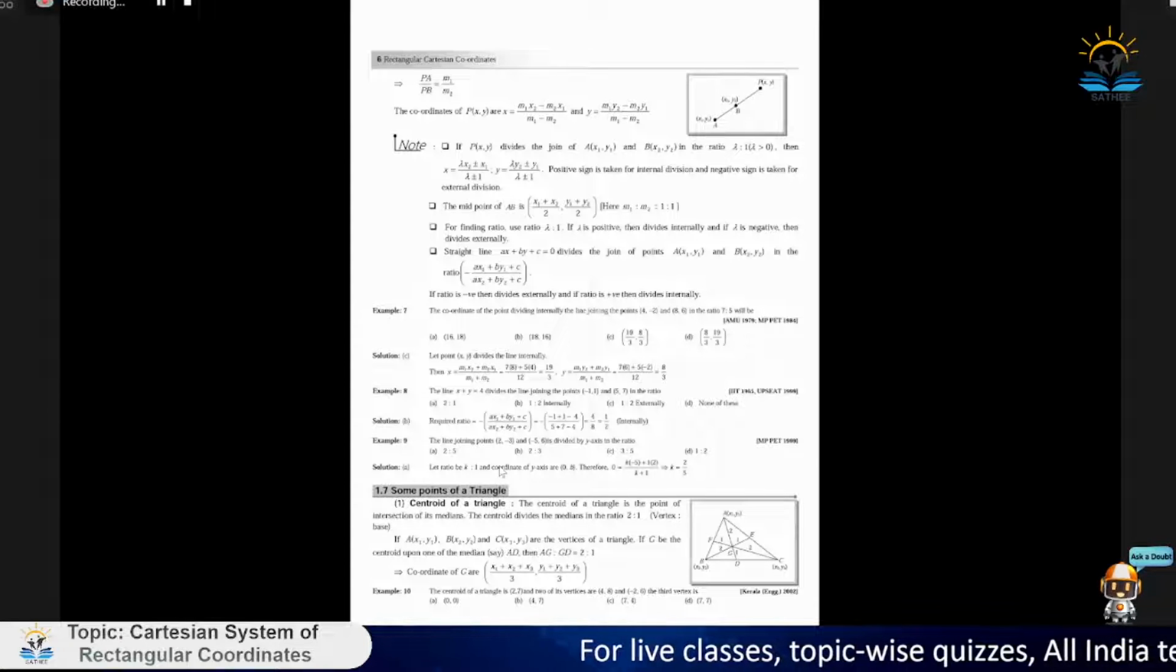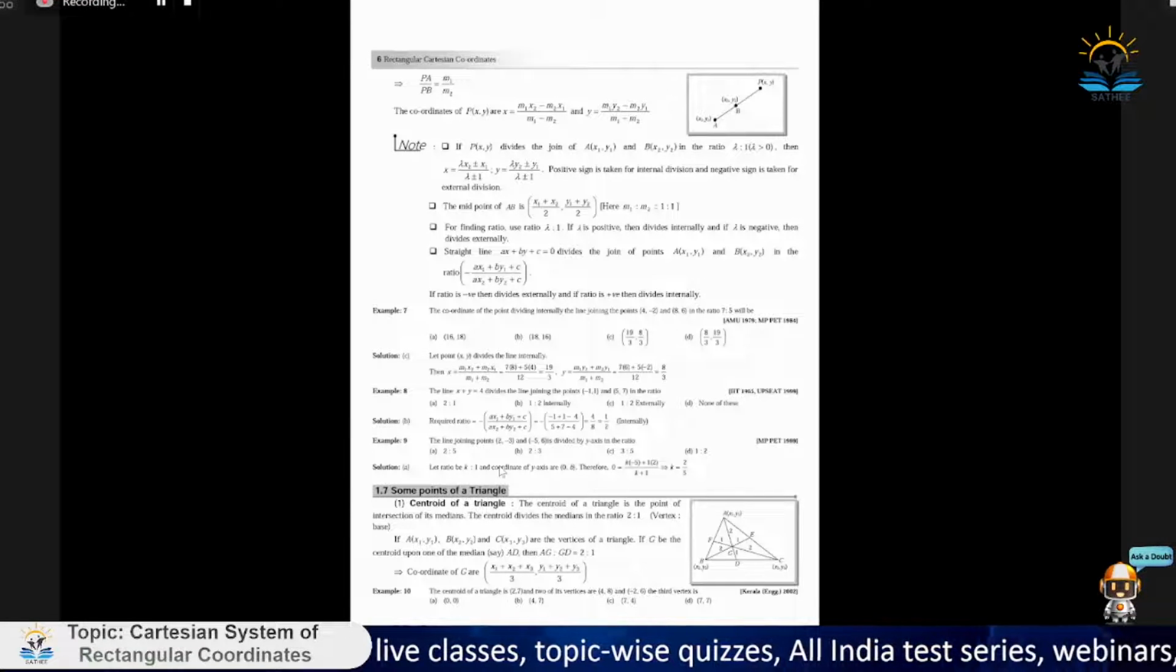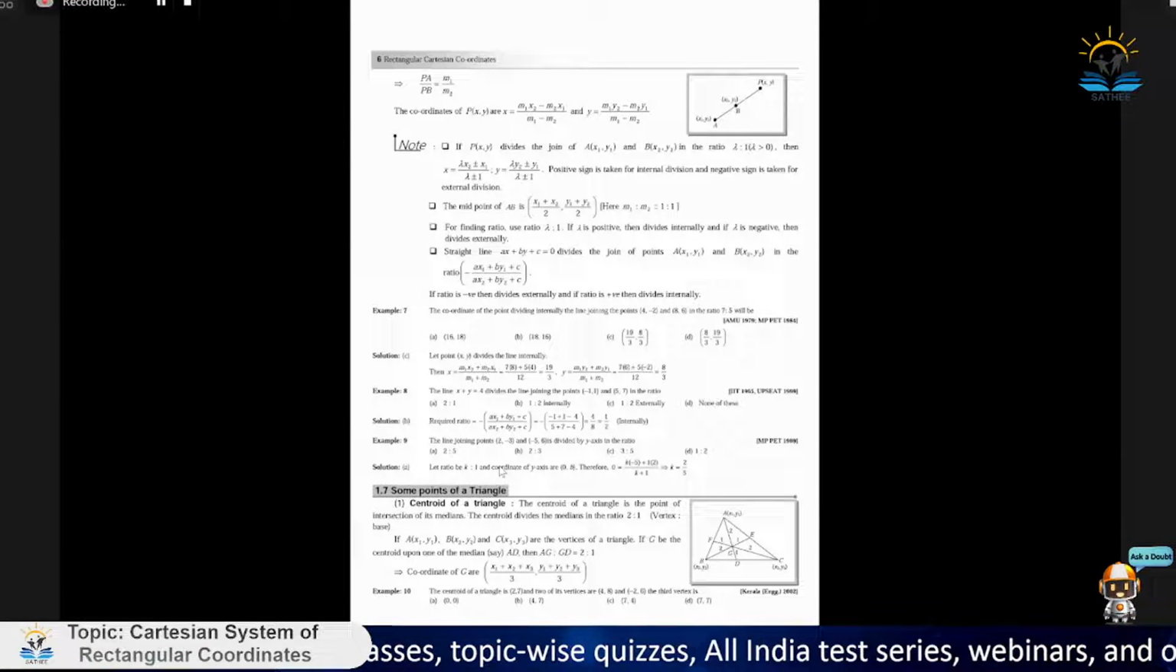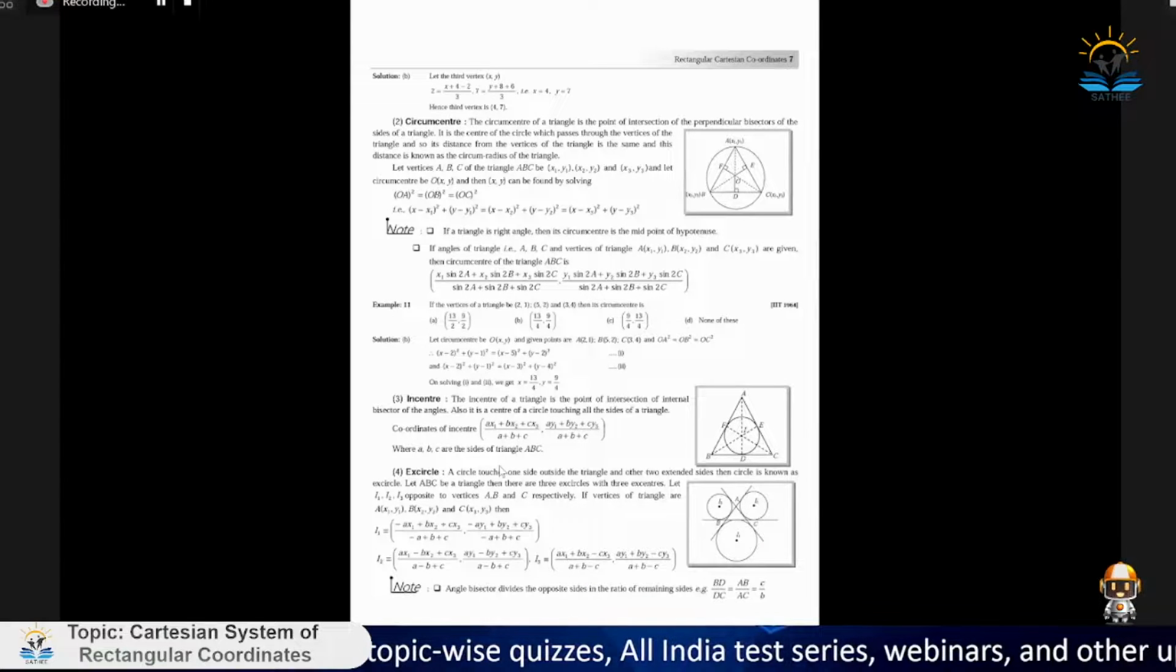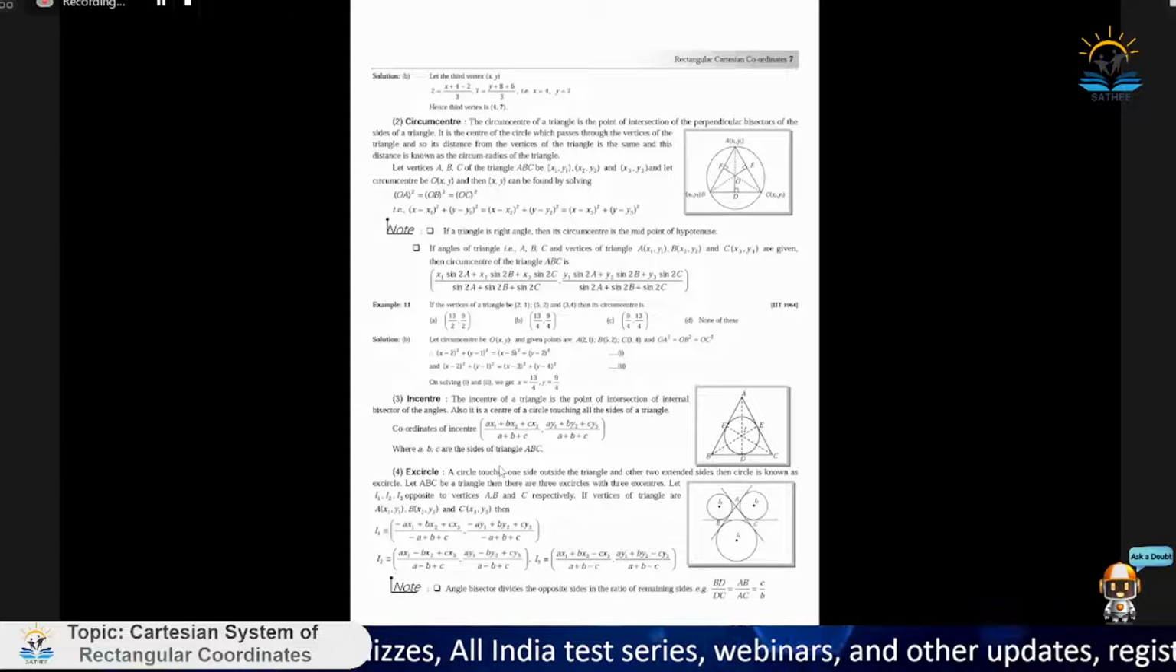So we'll solve an example. The centroid of a triangle is given and two vertices are given. You have to find the third vertex. So for that, you know the formula. By using that formula, you'll get the x comma y here. Here the vertex is 4 comma 7.